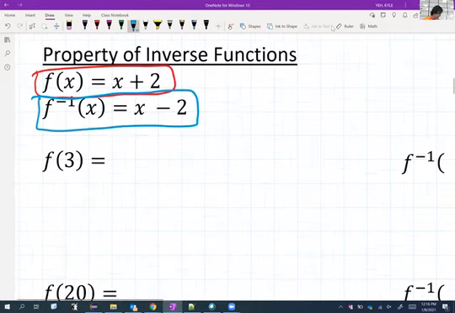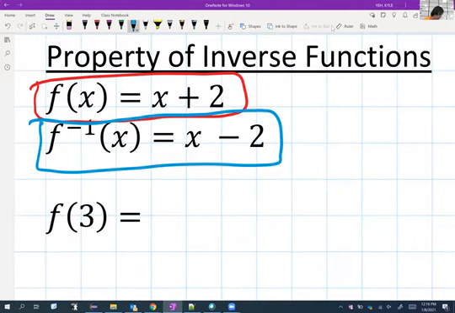Now, this is how we write an inverse. F with the little negative 1. It almost looks like an exponent, but f inverse of x is that f to the negative 1 of x. So that's some notation for you. But what was this property I was talking about?